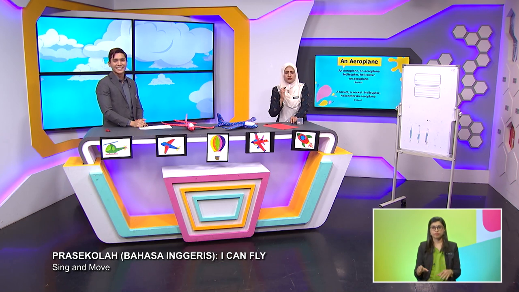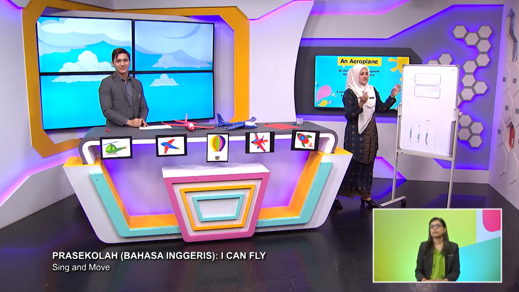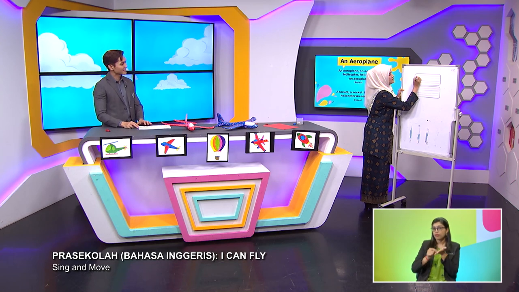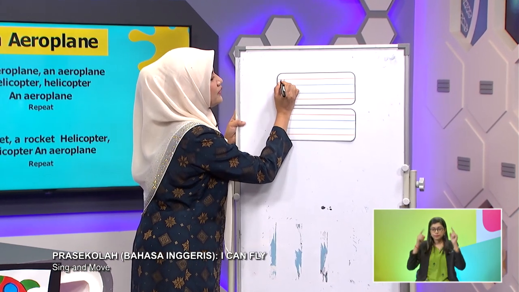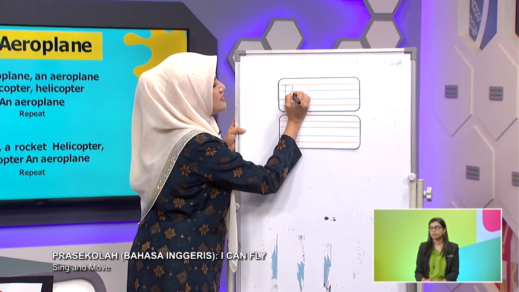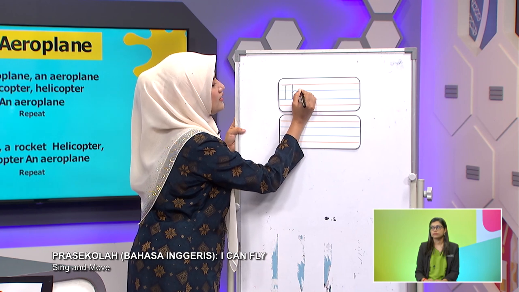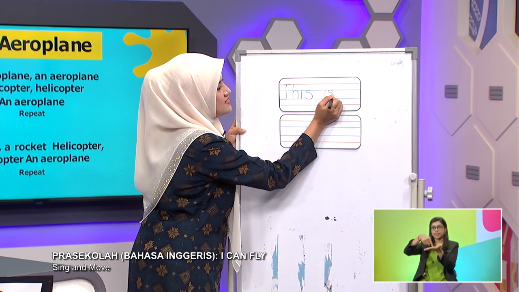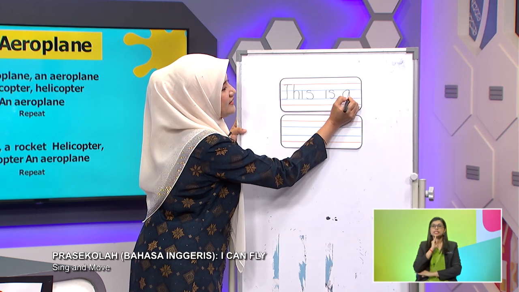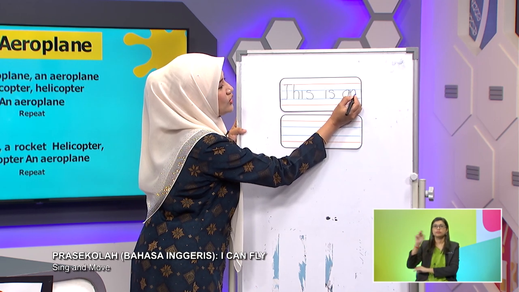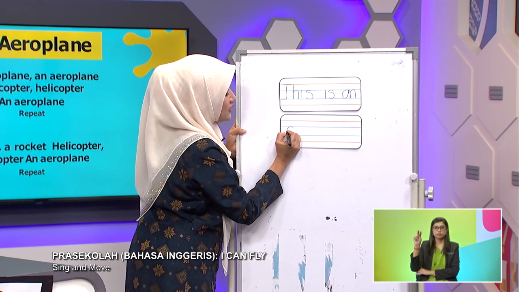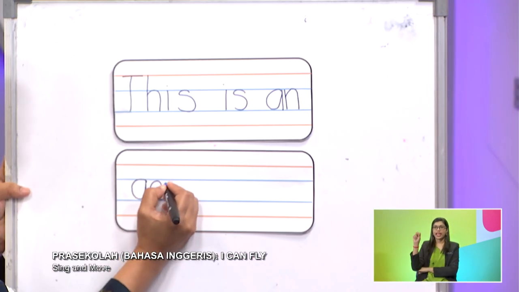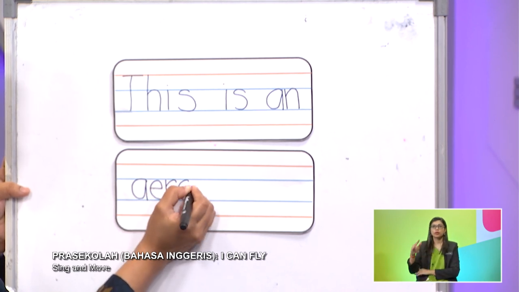Now, I'm going to teach you how to write simple sentences. Okay? Okay, I have here a lined paper. So we have to write like this: T H I S. This is, and we have to use N, not A, because aeroplane starts with letter A. This is an aeroplane.